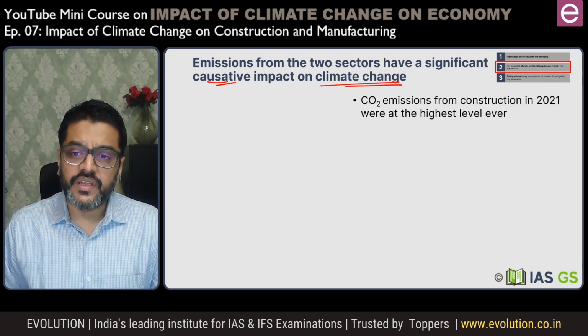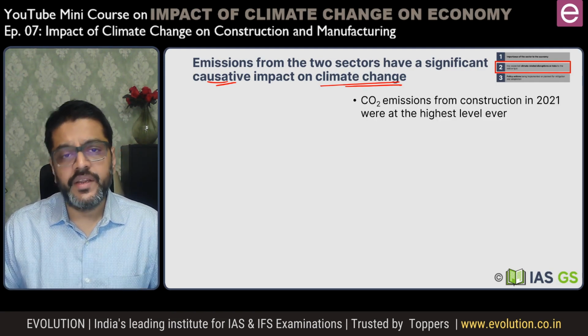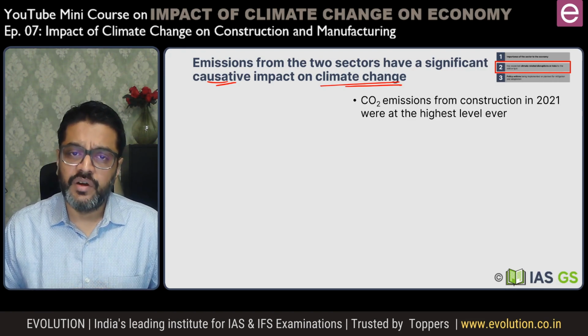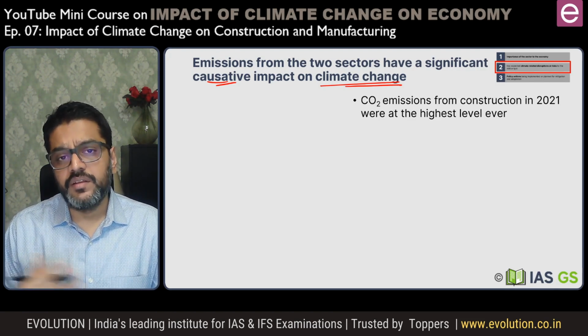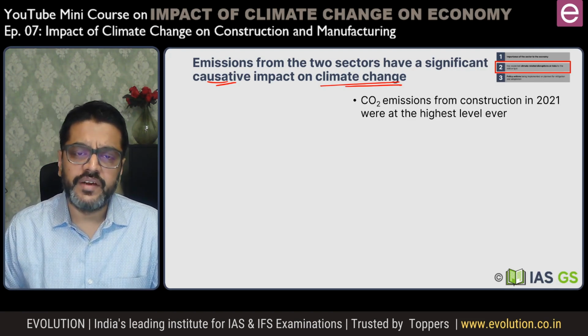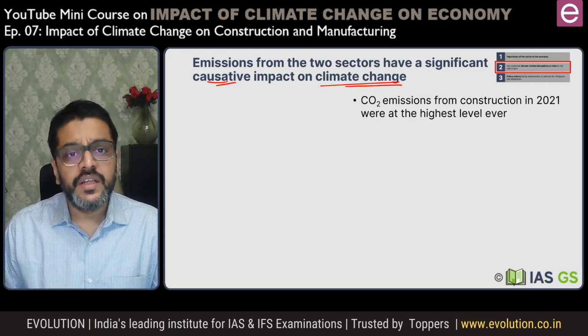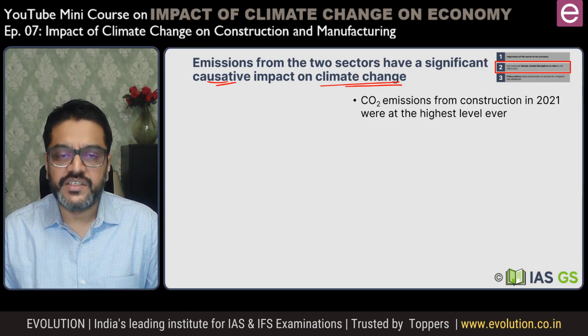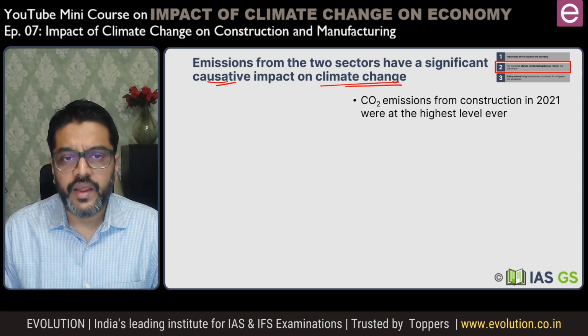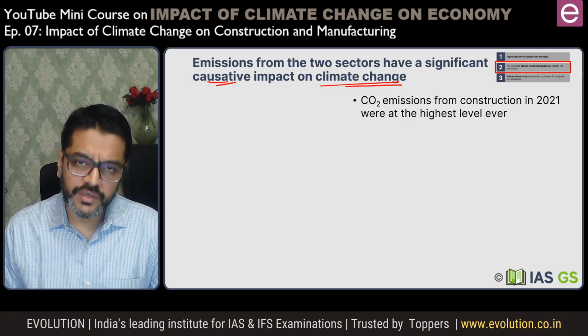So basically, what has happened is that in 2021, the construction sector emissions of carbon dioxide were at the highest level ever. So at a global level, the bodies that track, basically they said during the COVID lockdown years, the emissions had dropped sharply, and there was some hope that maybe this trajectory in some way could be maintained and we will see a period of now emissions going down.